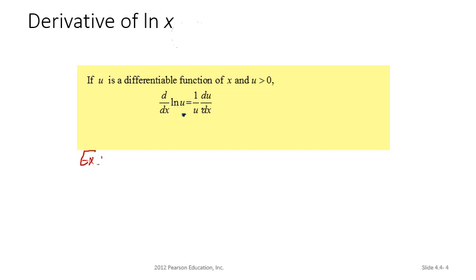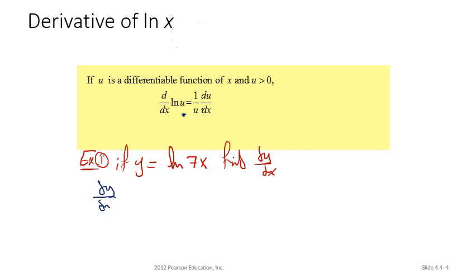For example, if y is equal to ln 7x, find dy by dx. The derivative of the left hand side is dy by dx, and the function is 7x, so it's 1 over 7x, multiplied by the derivative of 7x, which is 7. This can be simplified by cancelling 7, so it's 1 over x.